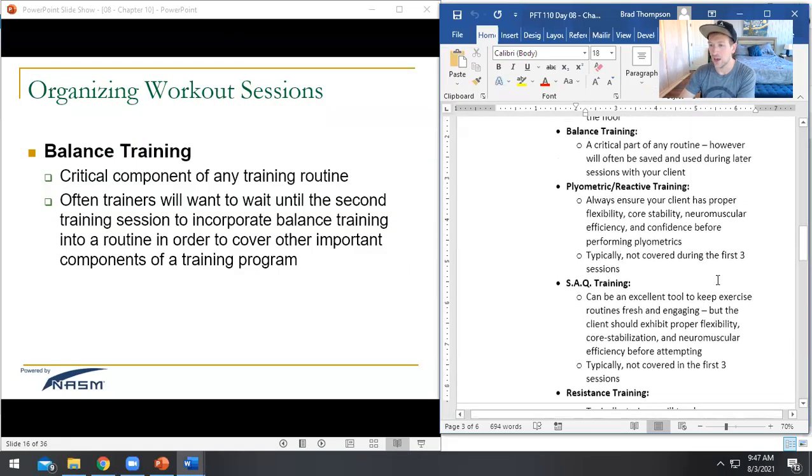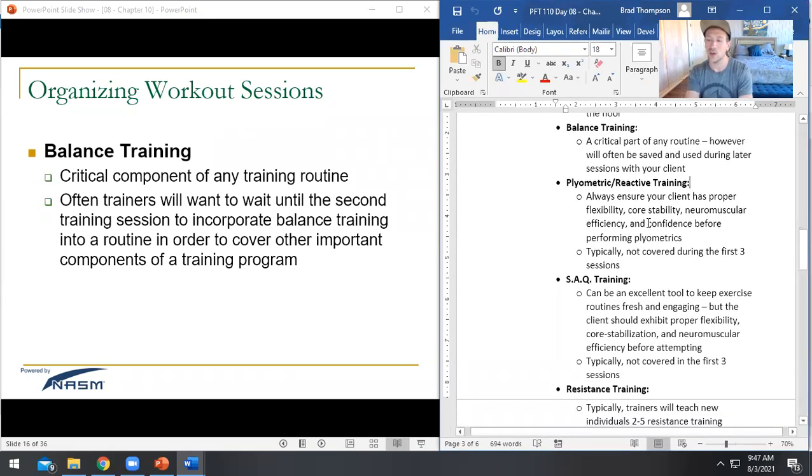Balance training. What about the balance part? Critical part of any routine. However, make no mistake, guys, balance is hugely important. I'm definitely not discounting the importance of balance, but we are probably not going to address it in a first training session, in a sort of assessment workout setting, just because of two reasons.